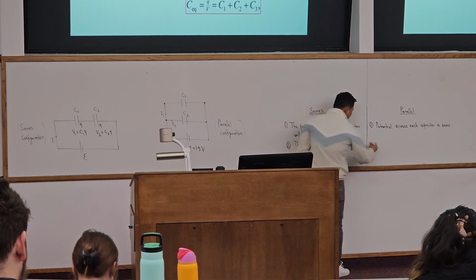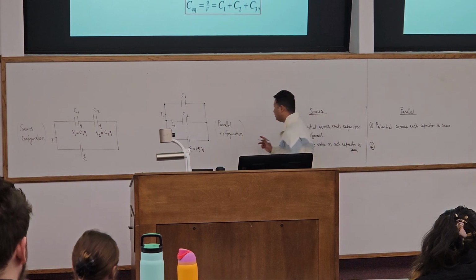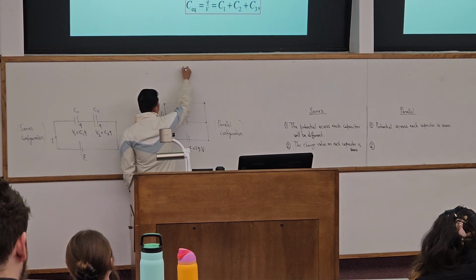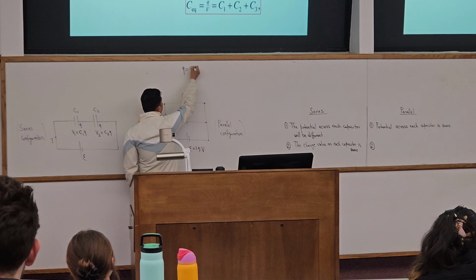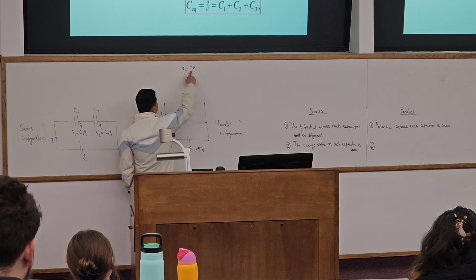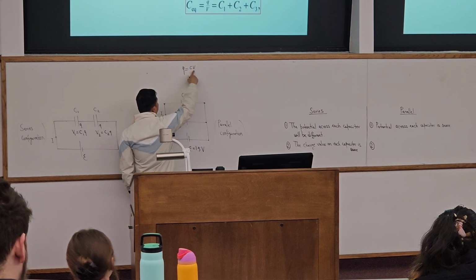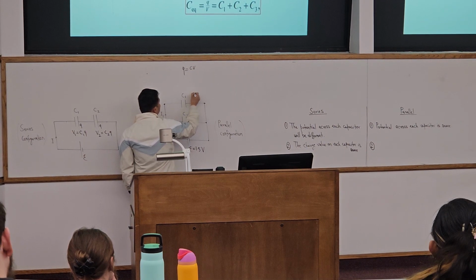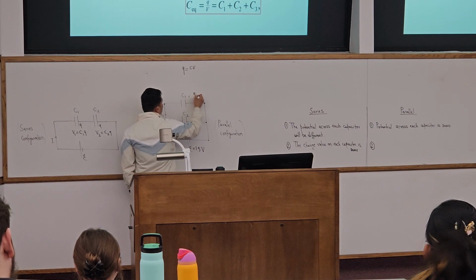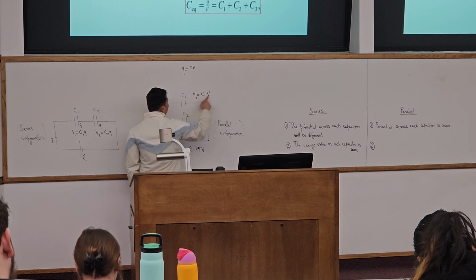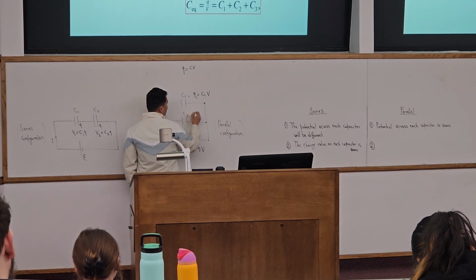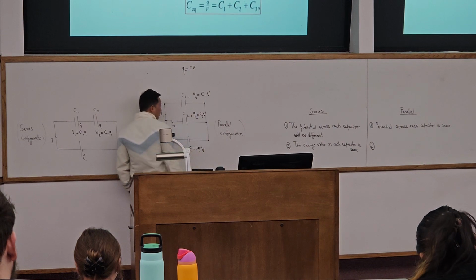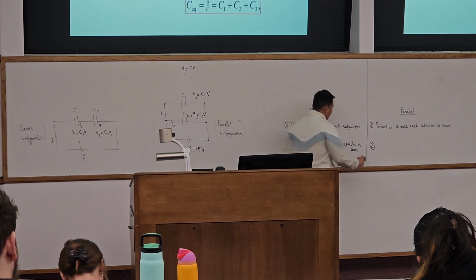Over here, in parallel, the charge is going to be different. Since the charge and the capacitance value are related, Q equals C times V. So Q1 is C1 times V. All the potential is the same, but you have a different charge on C2. Charge will be different.